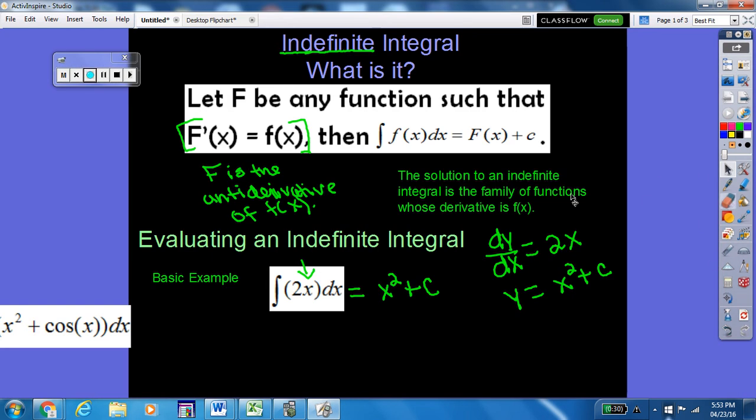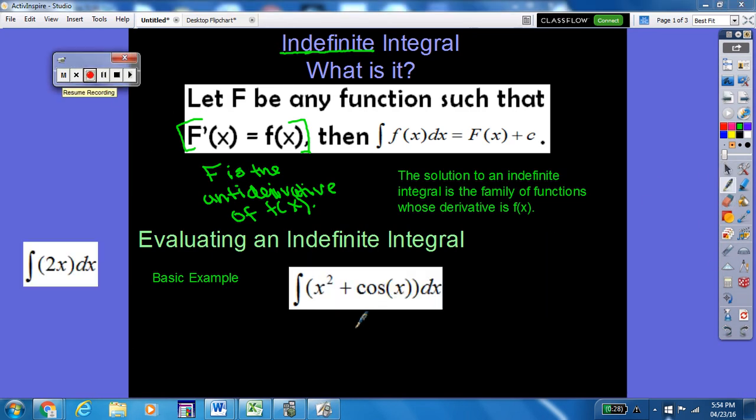So let me show you a different example. So we have here the indefinite integral of x squared plus cosine x dx. To evaluate this, you simply take the antiderivative of x squared. In this case, it will be x to the third power, adding 1 to the exponent and multiplying by the reciprocal, so 1/3 x cubed. The antiderivative of cosine is sine, and then plus c. And that's it. It represents the family of functions whose derivative would give you this function here. So that's what an indefinite integral is, and that's how you evaluate it.